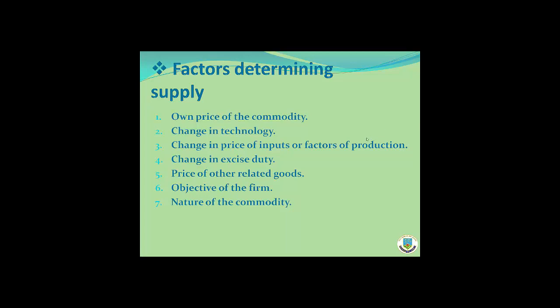So students, these are the factors determining supply of a commodity: price of a commodity, change in technology, change in prices of inputs or factors of production, change in excise duty, price of other related goods, objective of the firm, and nature of the commodity.